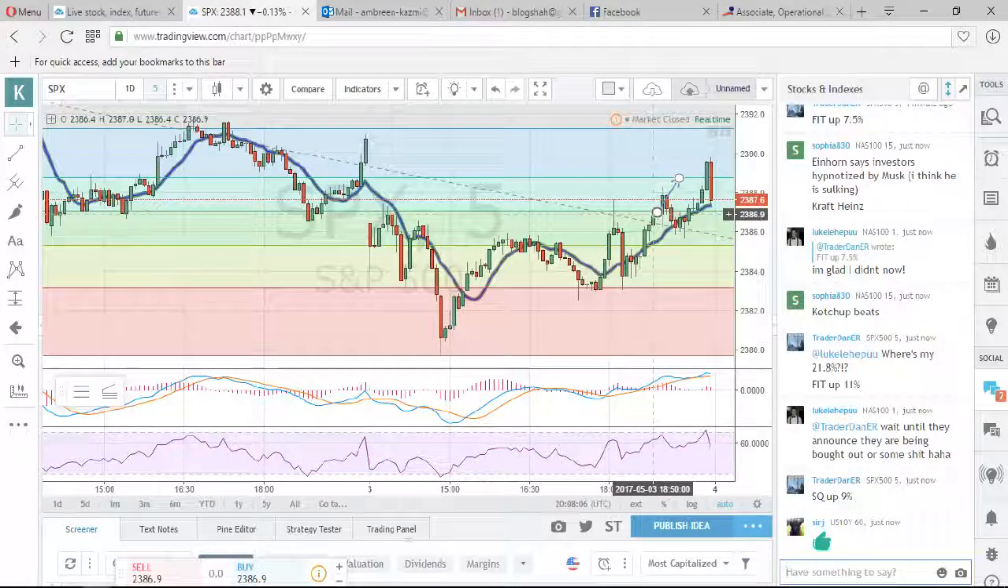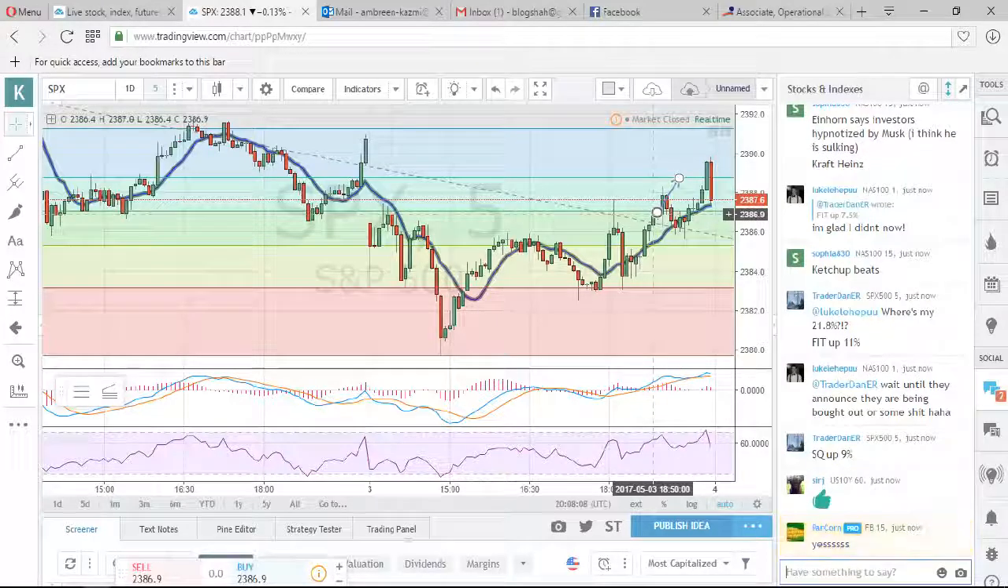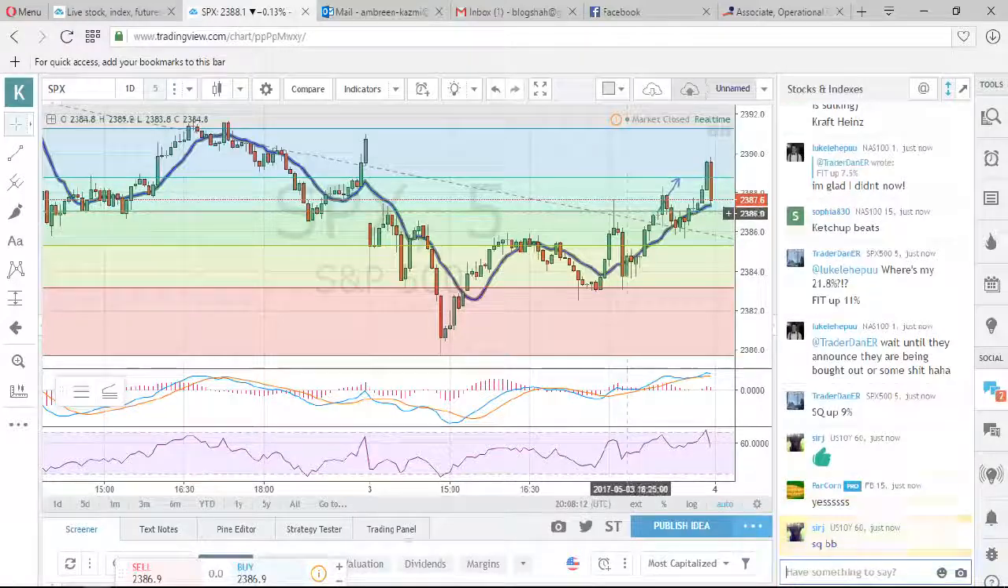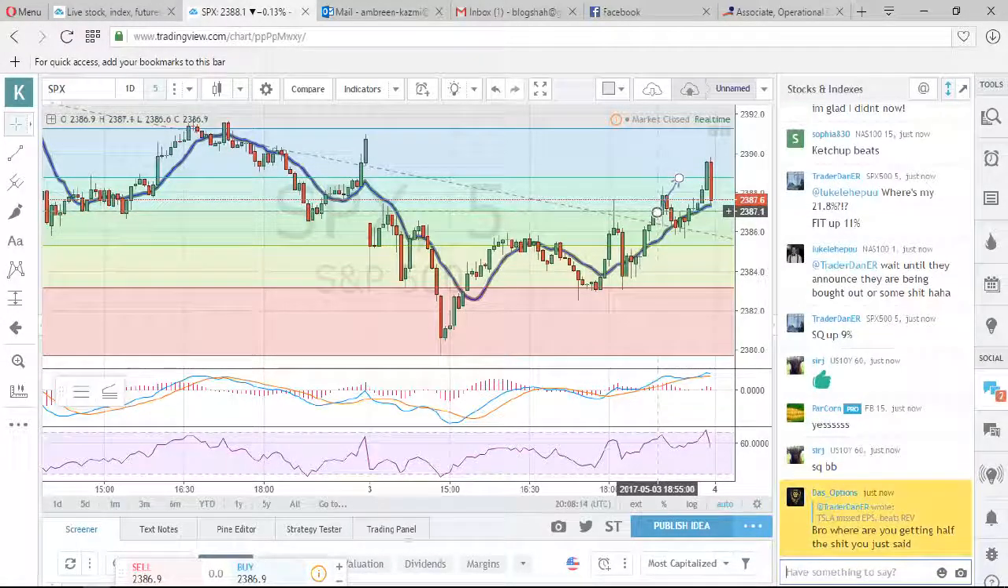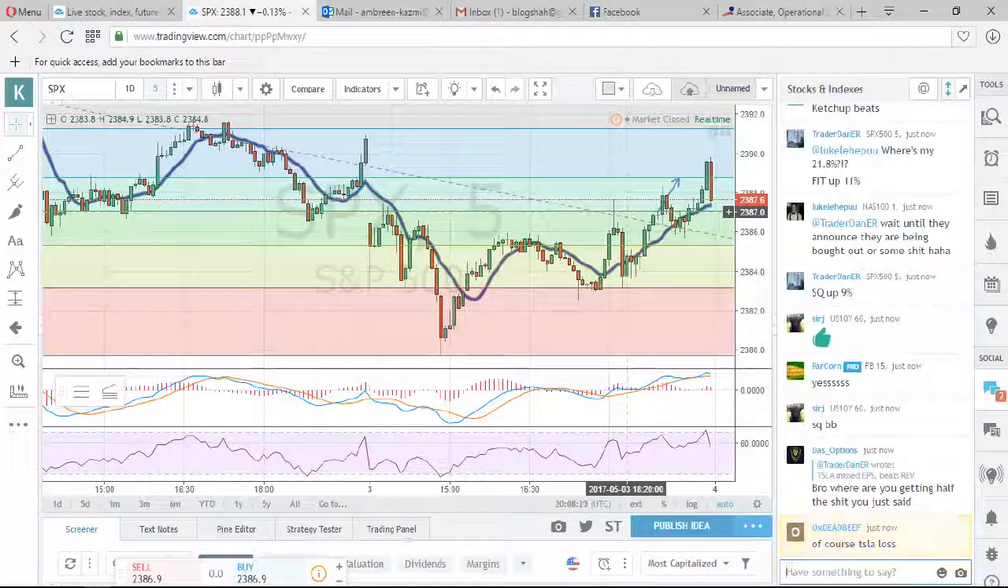In fact, let me tell you the ticker, SPX future. I wanted you guys to enter here at this support, which is at 2380. Pardon me, it's 2387, and the target was 2388. Why was the target 2388?